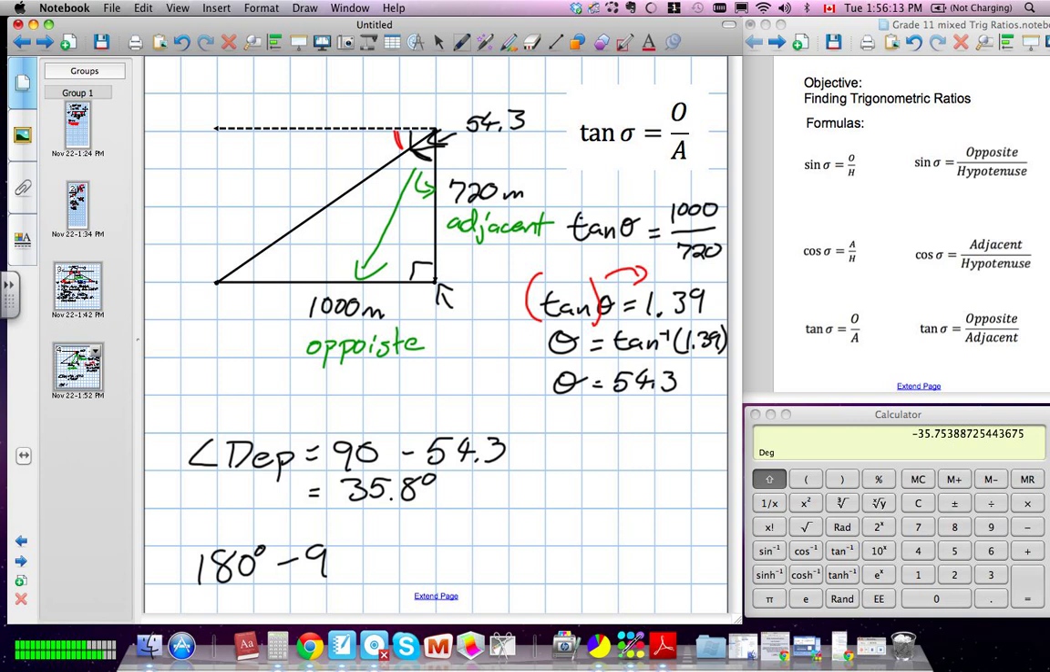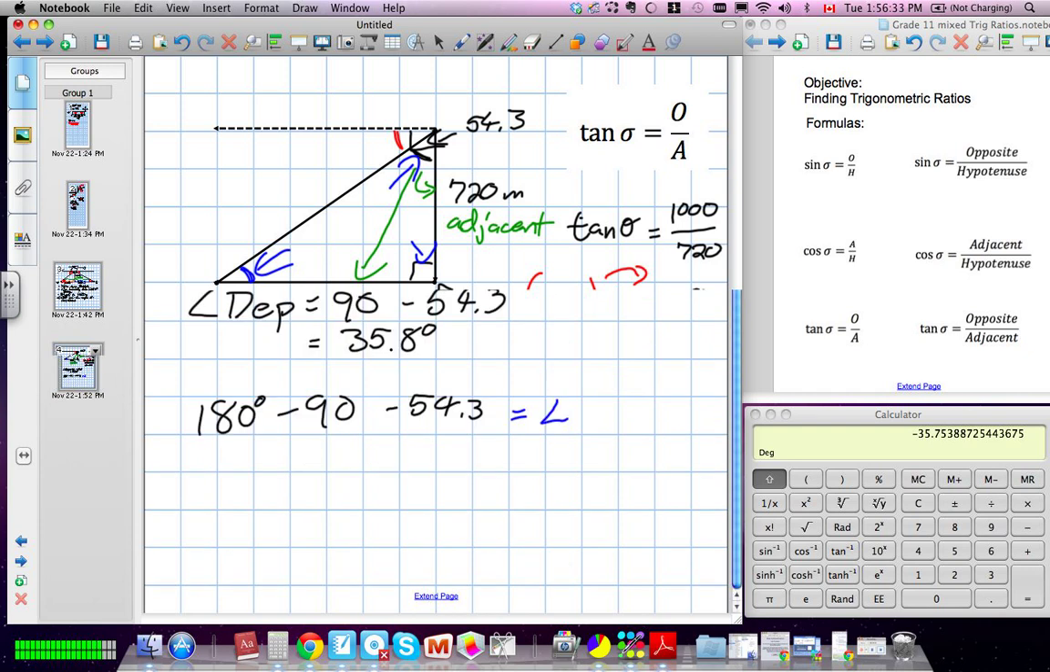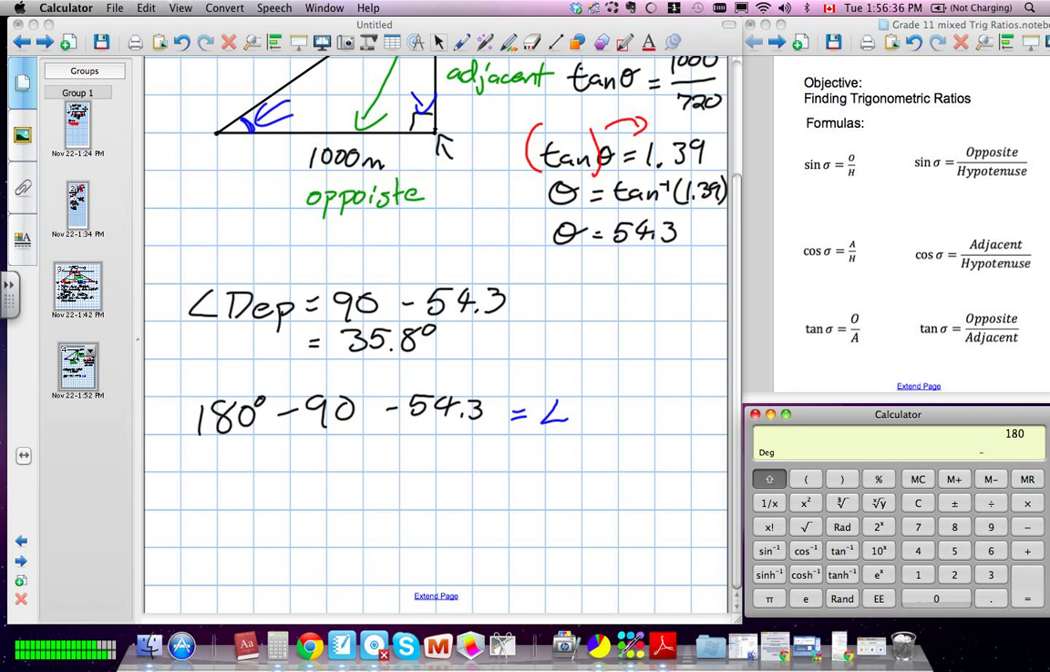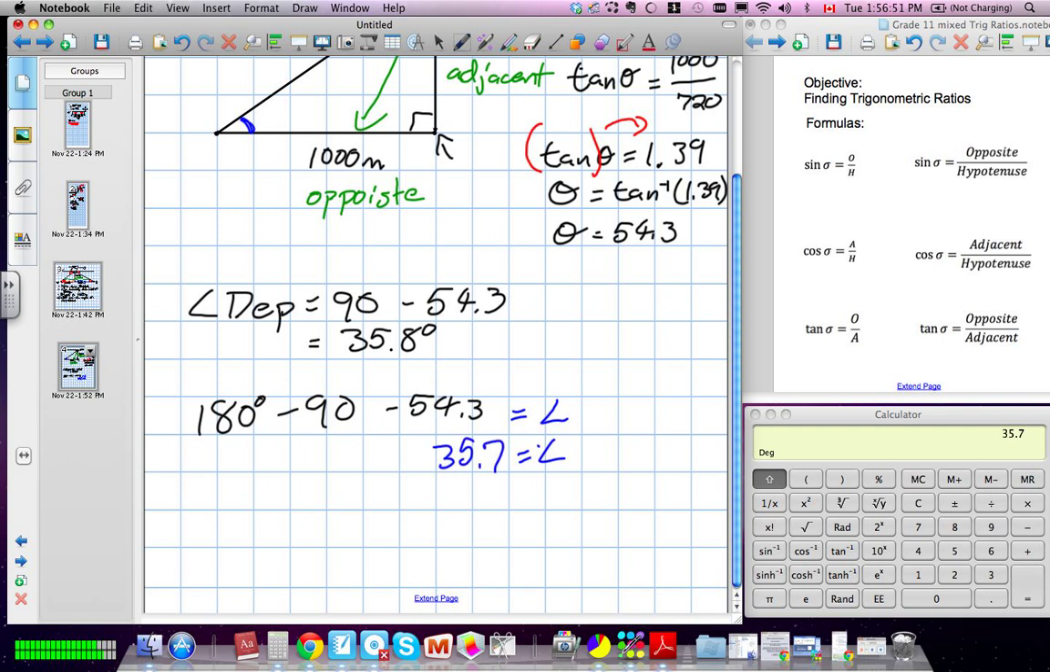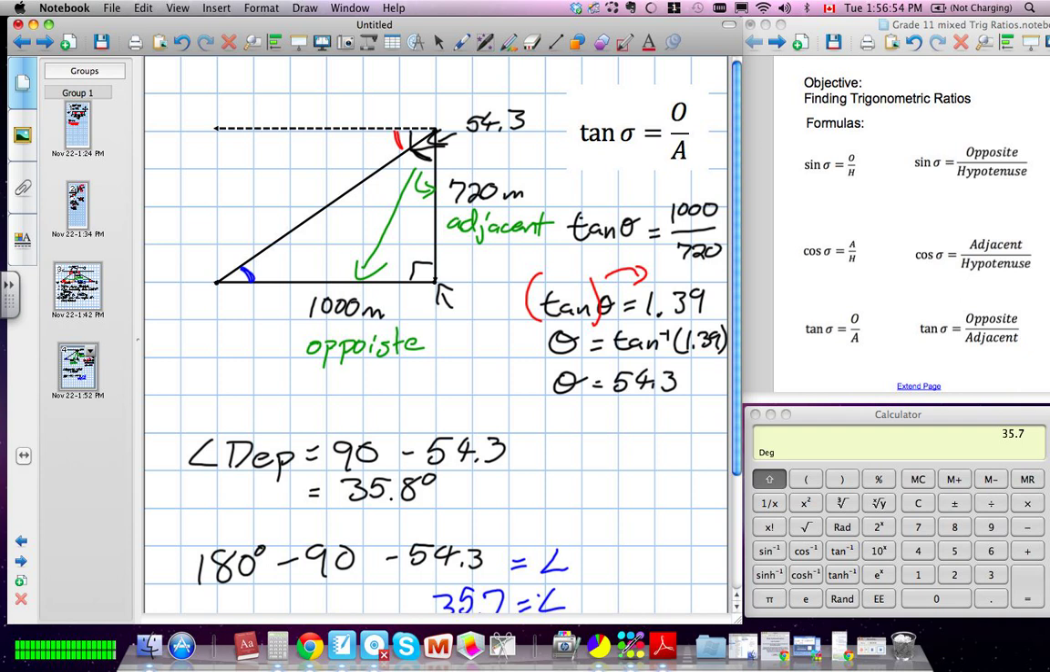I have this measurement here, which is 90. So if I subtract 90, I'm going to call this our blue angle, okay? This is going to equal the blue angle. And our other one was 54.3. Because I'm subtracting my other two angles, I'll be able to figure out this angle here. So 180, subtract 90, subtract 54.3, 35.7. So if you guys noticed, our blue angle is 35.7.